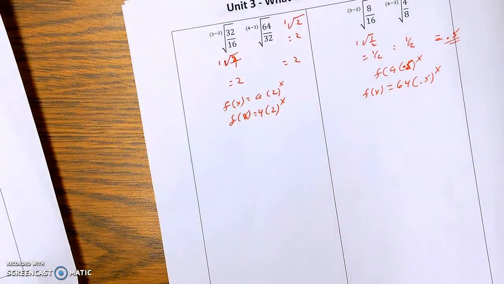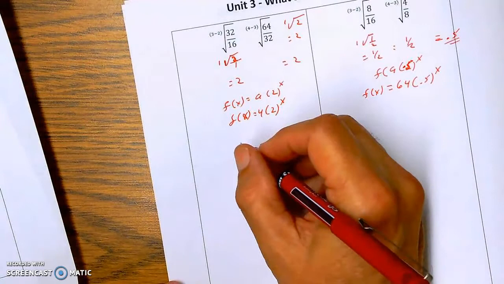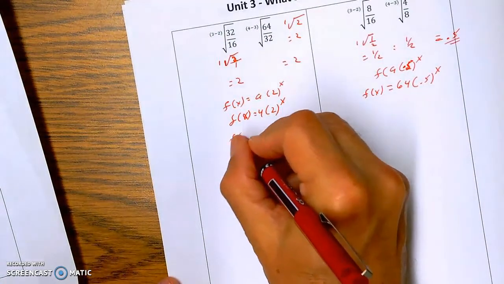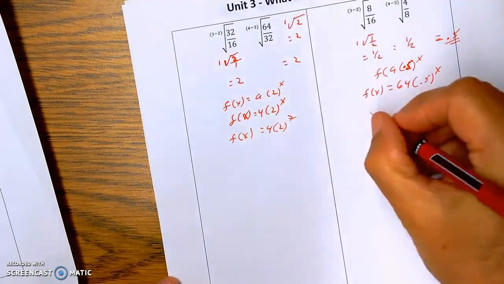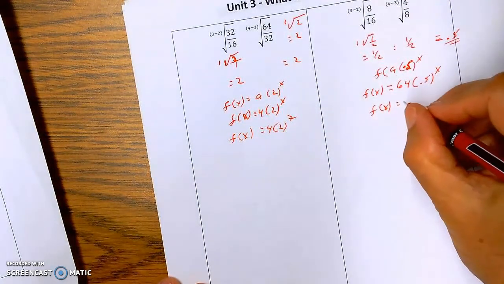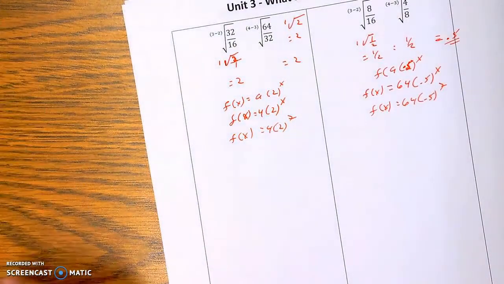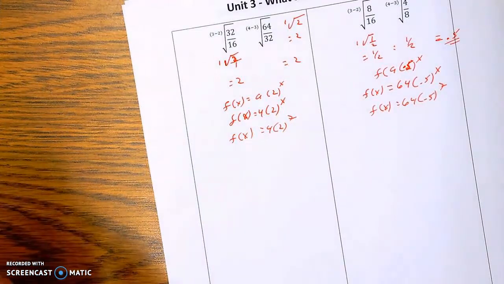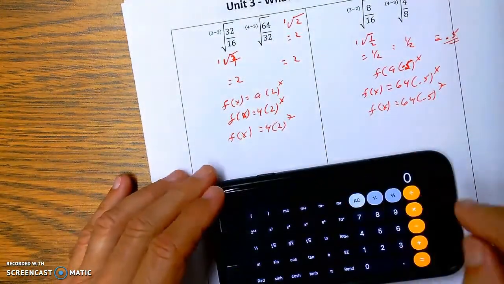Now we can take these, and we wanted to find out 7. 7 was our missing value. So f of x equals 4 times 2 to the power 7. Over here, f of x equals 64 times 0.5 to the 7th. I'm going to plug in those values. I can't do those in my head. So again, we'll come back in here.